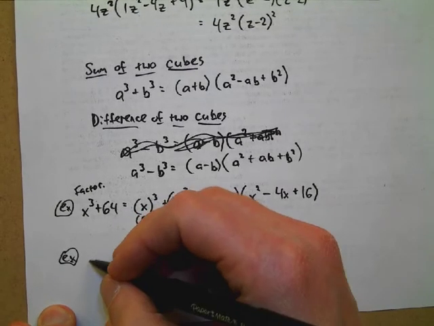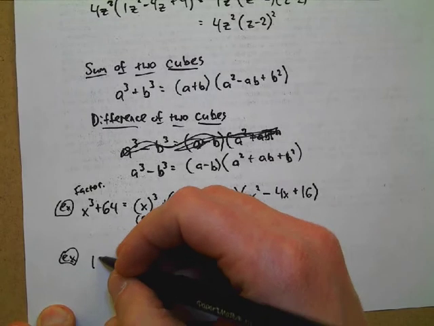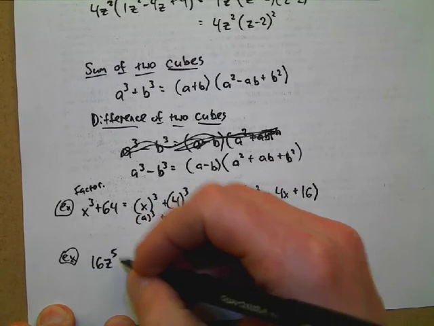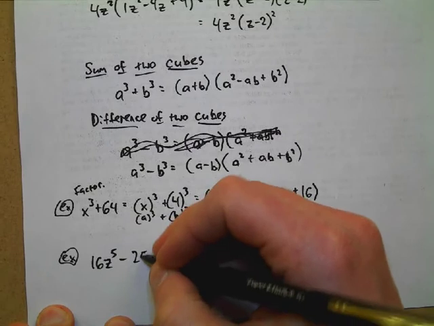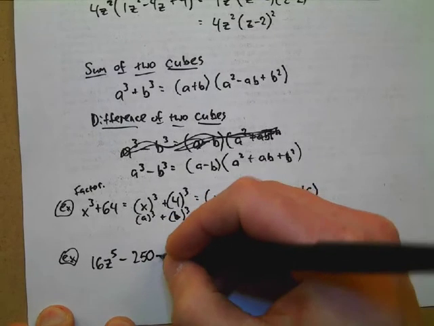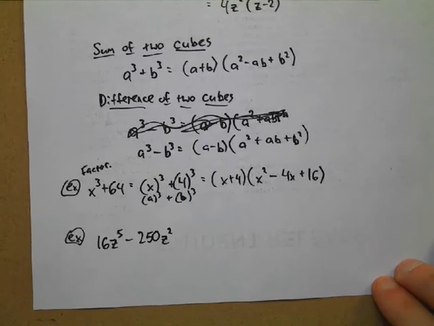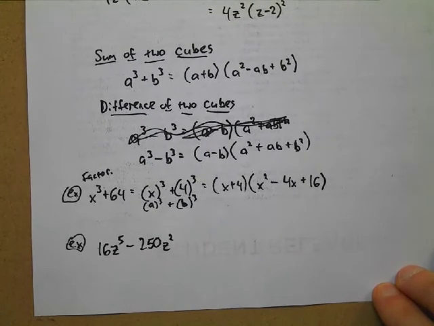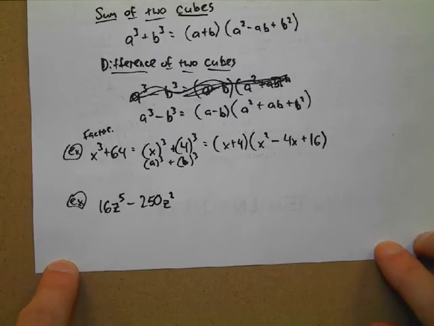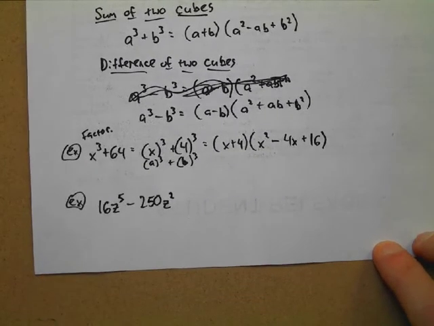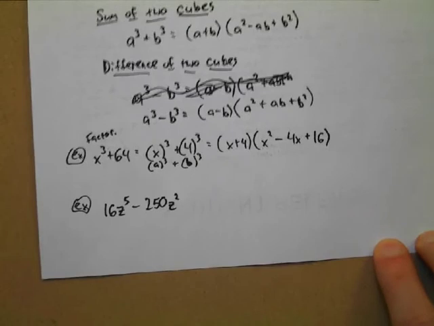All right, let's do another one here, and we'll do this one together as well. 16 z to the fifth minus 250 z squared. I want to make sure, can I scoop this up? Is anyone still copying the sum of two cubes, difference of two cubes stuff? All right, I'll at least scoop it up to here. Okay.